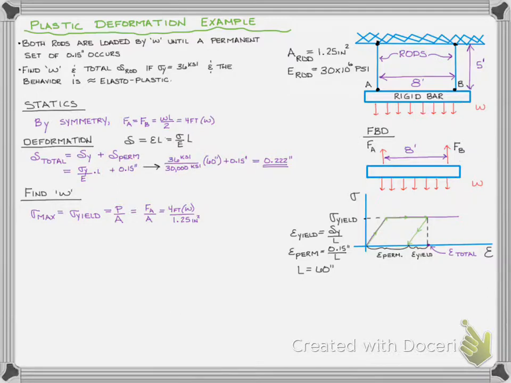So we can set our FA over A, where our FA term has that unknown W in it, equal to the yield stress of 36 ksi. And so we can see our inches will cancel. We're going to get kips per foot, and we actually get that W is 11.25 kips per foot, and that's the load that caused our bar to yield.